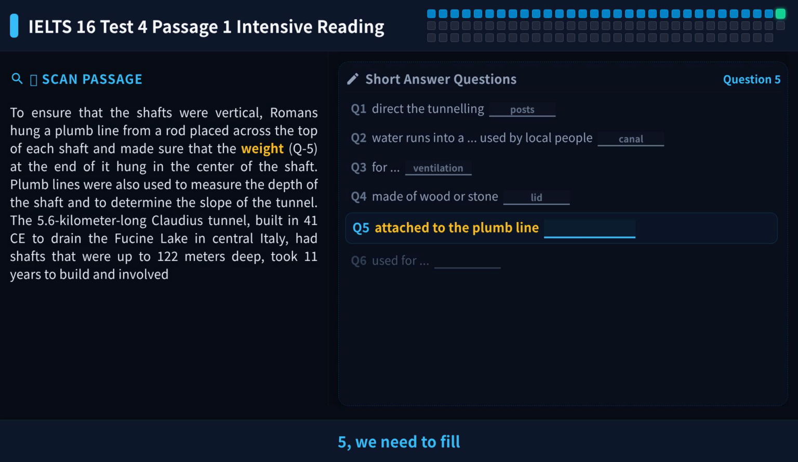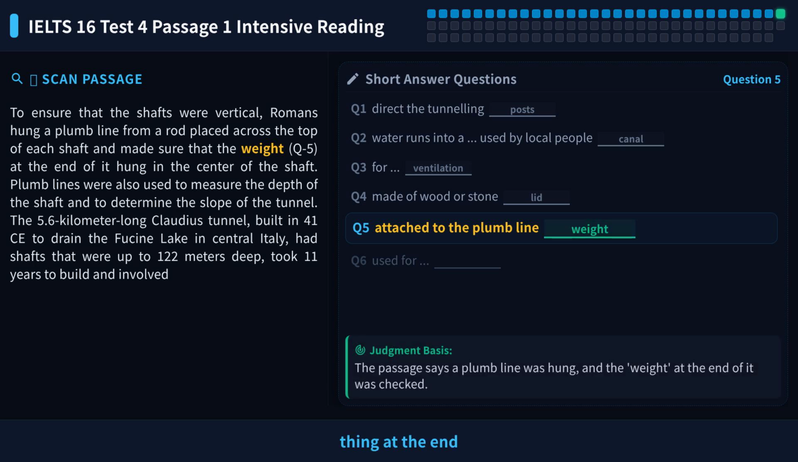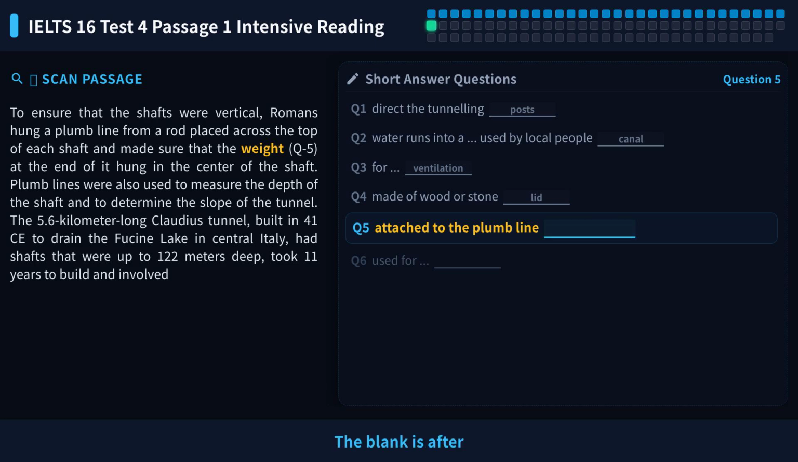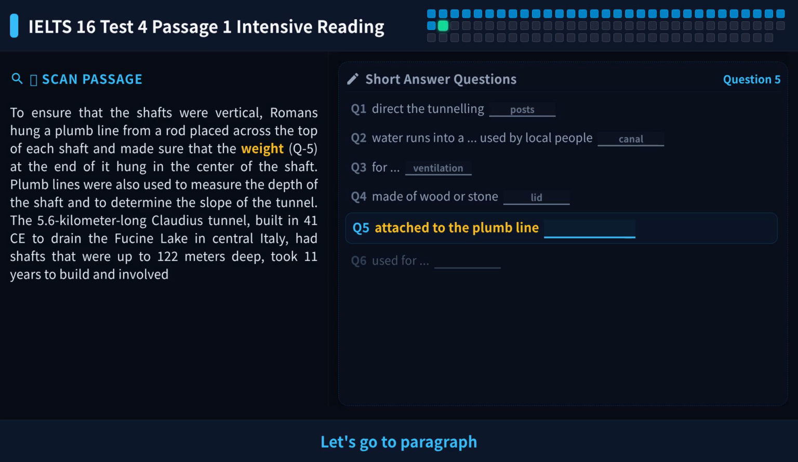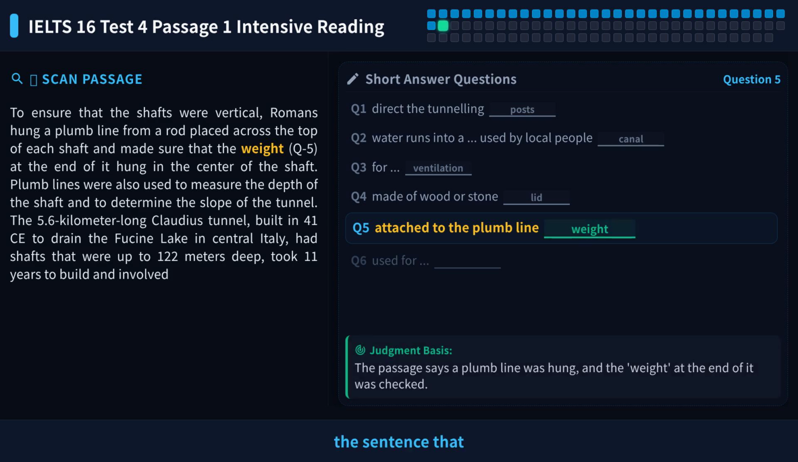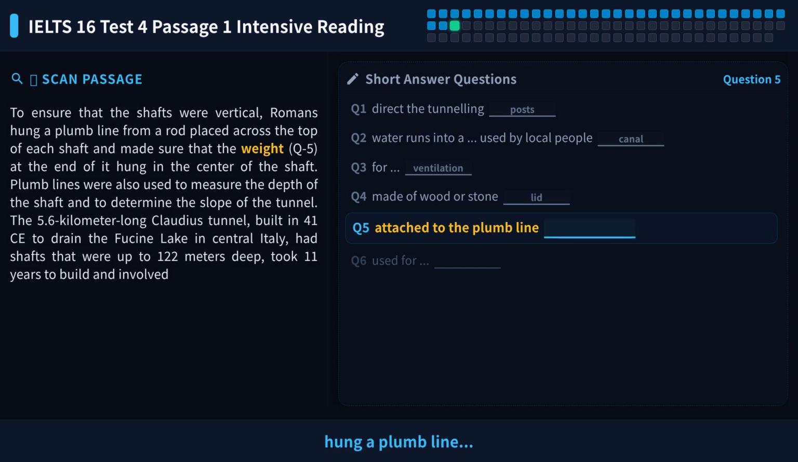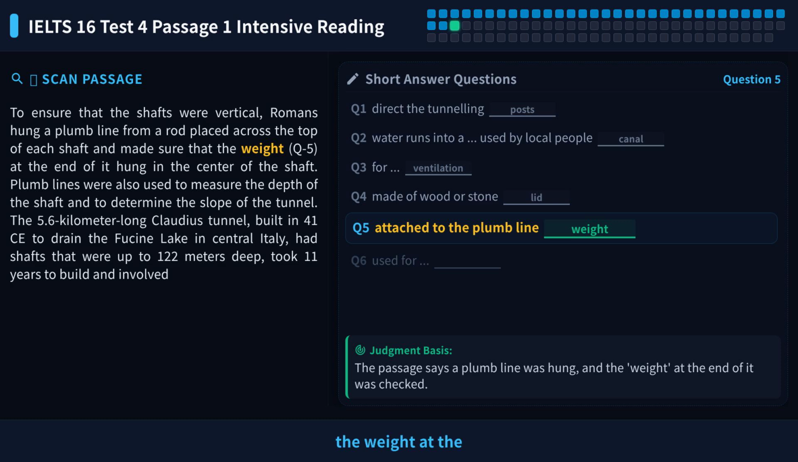Let's look at question 5. We need to fill in a word for the thing at the end of the tool Romans used to check if the shafts were vertical. The blank is after the and before at the end of it, so we need a singular noun for the thing at the end of the plumb line. Let's go to paragraph 2 and look for the sentence that describes the object at the end of the plumb line. The text says Romans hung a plumb line, and made sure that the weight at the end of it hung in the center. Weight is the word we need, and it is directly given in the original text. So the answer to question 5 is weight.